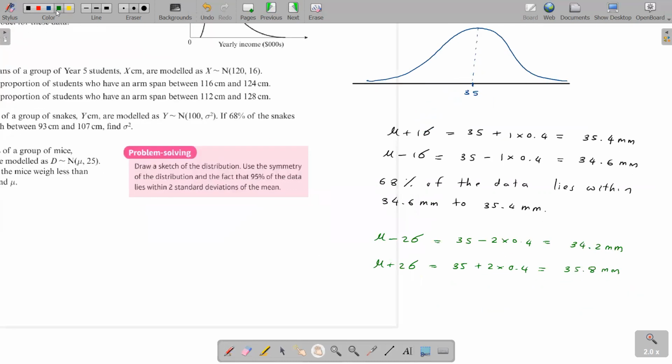So then what we say here, we can say 95% of the data lies within 34.2 millimeters to 35.8 millimeters. Is this clear?